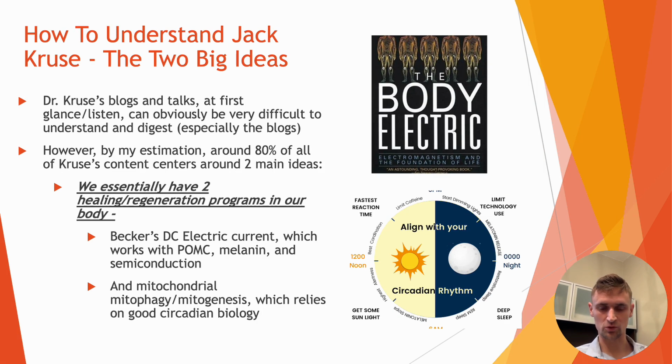So the first 2 topics we're going to be going over, which are, in my opinion, really the 2 big topics that Dr. Kruse talks about, is that we essentially have 2 healing/regeneration programs in our body. The first is Becker's DC electric current, and the second is mitochondrial mitophagy and mitogenesis, which relies on good circadian biology. That's the primary factor for regulating mitochondrial health and getting the regeneration that is supposed to be occurring at night. And so we're going to talk about Becker's DC electric current first.